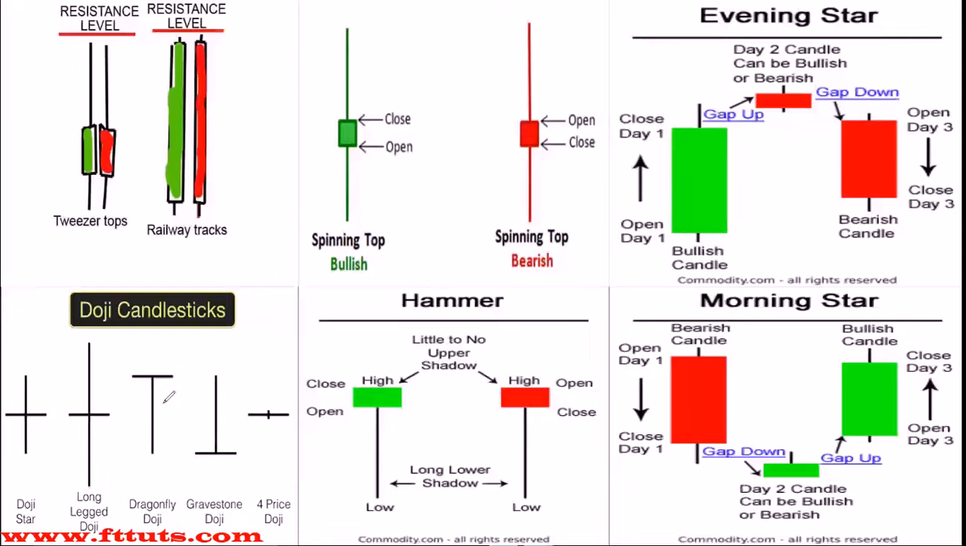And then dojis are basically where price will open and close exactly at the same price and form almost no body length to it. So it's just kind of price opens here and it closes here. Okay, so this is kind of the most common candlesticks that we'll see.